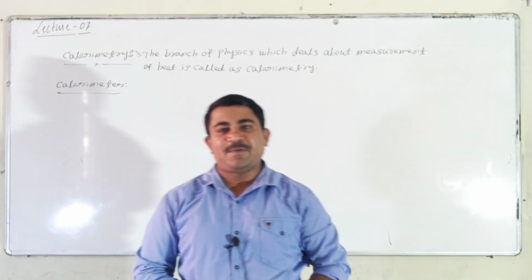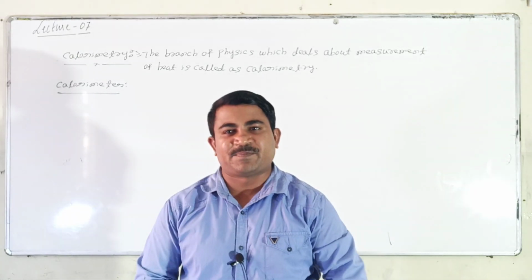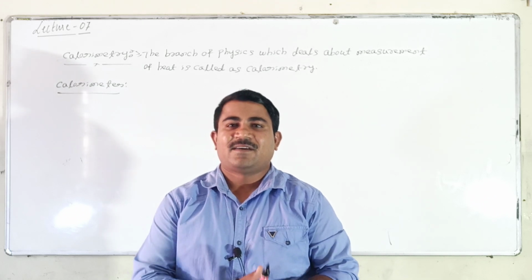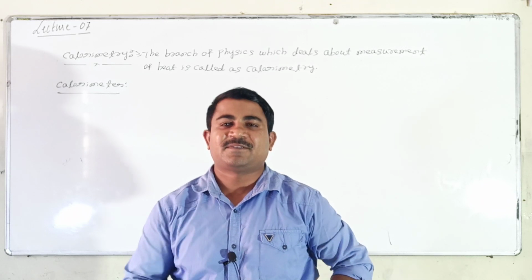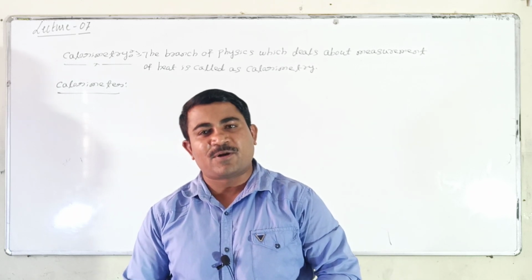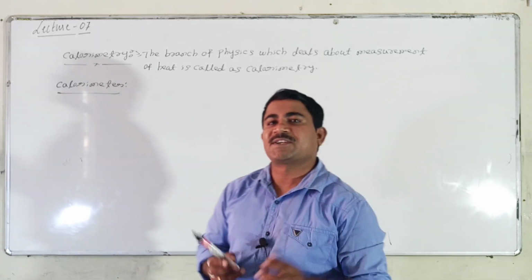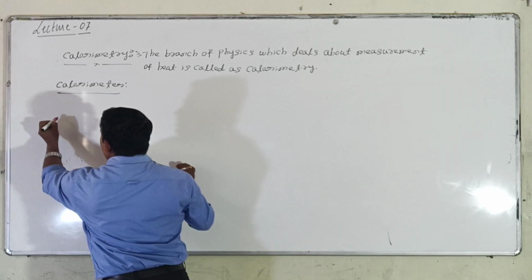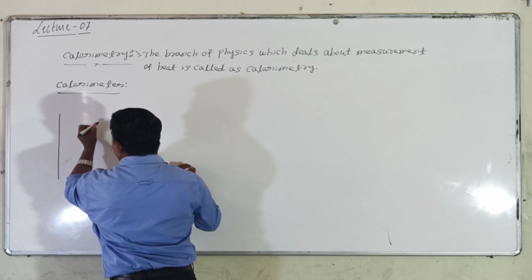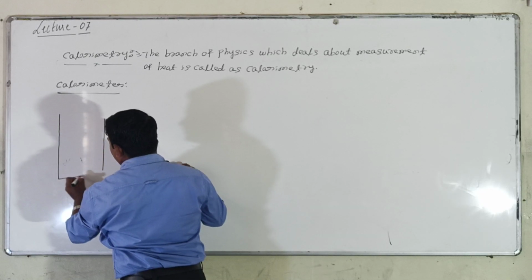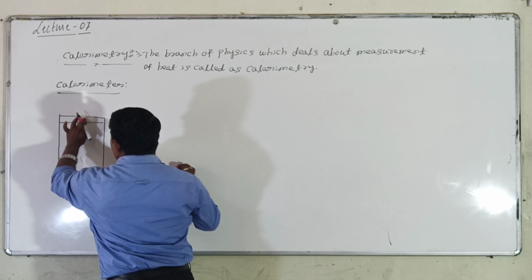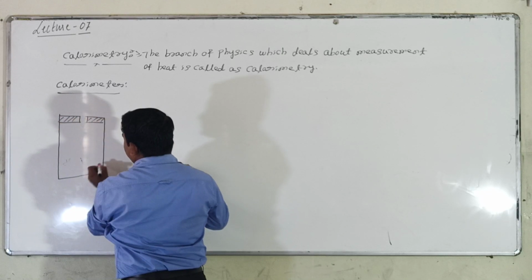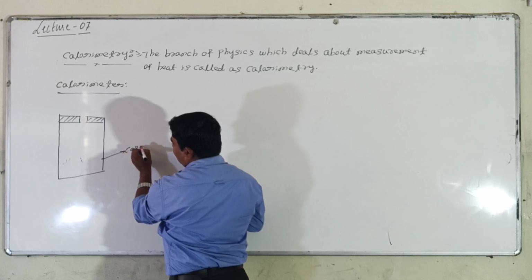Then how the calorimeter is made up and how it works, on what principle, we will explain in detail. Calorimeter is made up of a copper vessel containing a lid and stirrer, and it is placed in a wooden block to avoid the loss of heat. Shall we see the construction, how it looks like? This is the copper vessel.